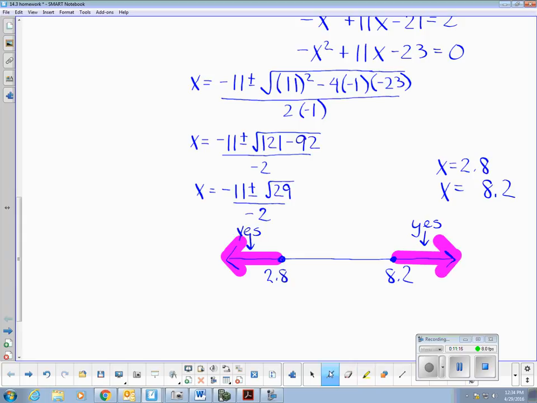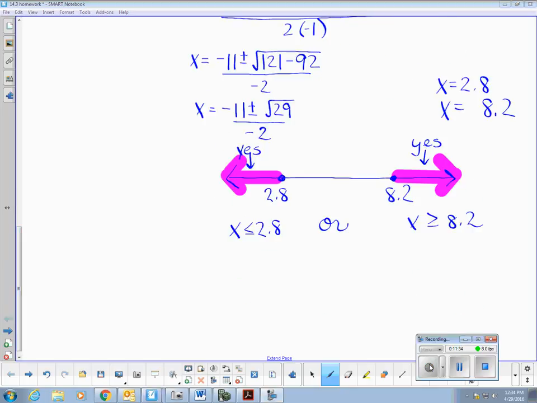So my solution set is all values less than or equal to 2.8, or all x values greater than or equal to 8.2. In interval notation, that would be from negative infinity up to and including 2.8, or at 8.2 through infinity.